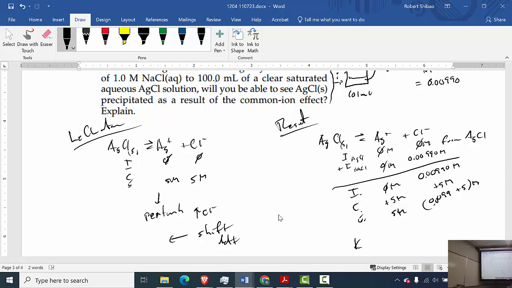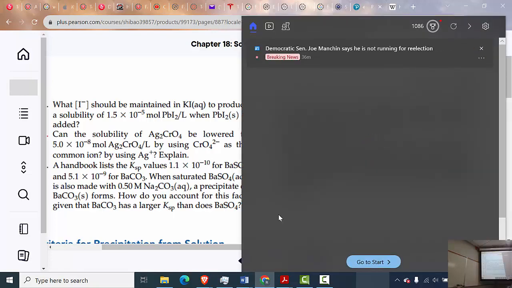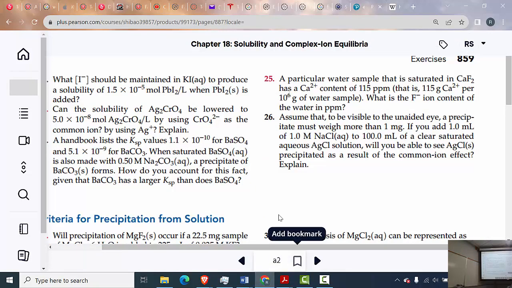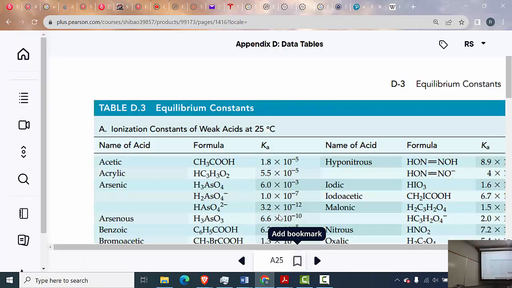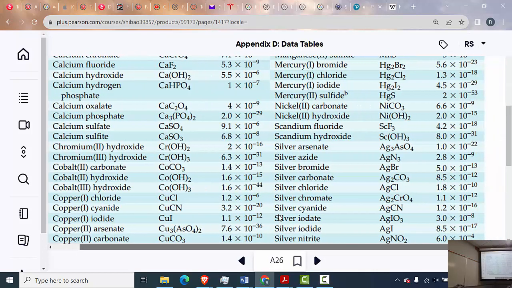So this is getting a little bit more complicated. So KSP is equal to the silver ion concentration times the chloride ion concentration, which is going to be S times 0.0099 plus S. KSP for silver chloride is equal to, I think it was, 1.8 times 10 to the minus 10, here from the book.